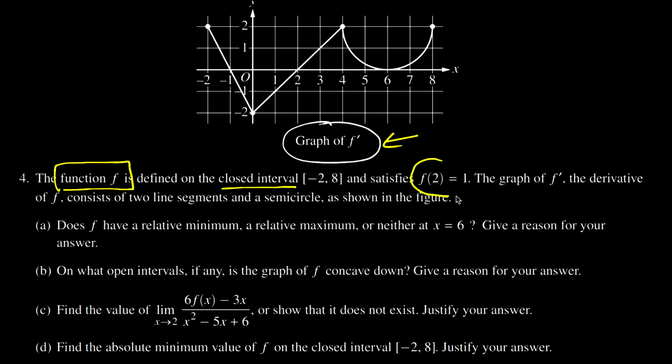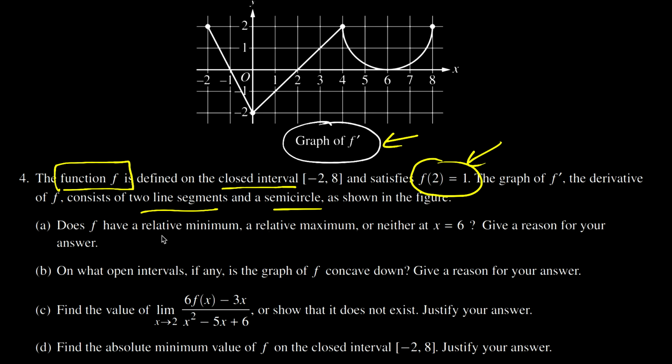And very important, they're giving us a value on f. They're giving us the value at 2, so not f prime, so we'll use that somewhere. A lot of times that gets missed, so good to circle that. And they also tell us that we have 2 line segments and a semicircle. That means we're going to be able to find area or values at certain points, so we want to keep that in mind.